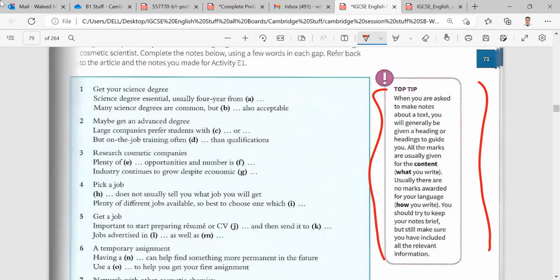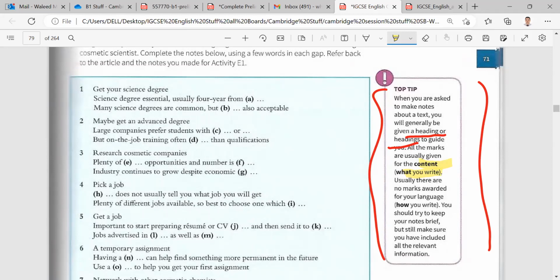When you're asked to make notes about the text, you will generally be given a heading or headings to guide you. All the marks are usually given for the content, what you write. Usually there are no marks for your language, how you write. You should try to keep your notes brief, but still make sure you have included all the relevant information.